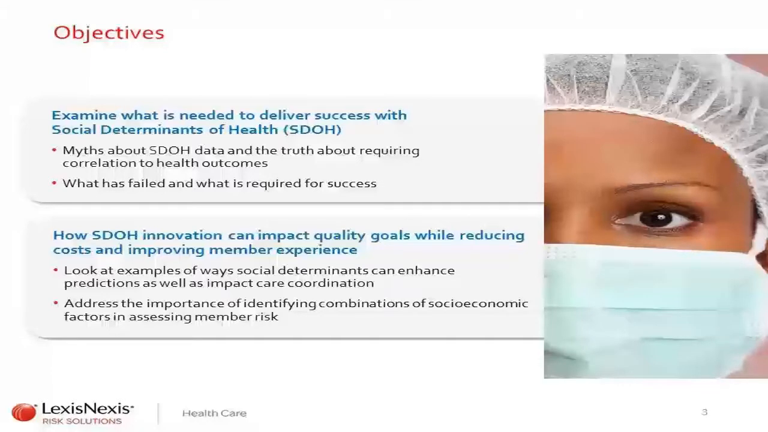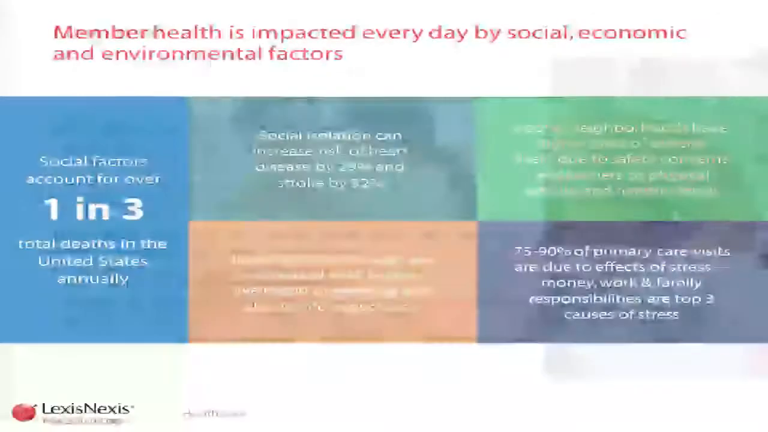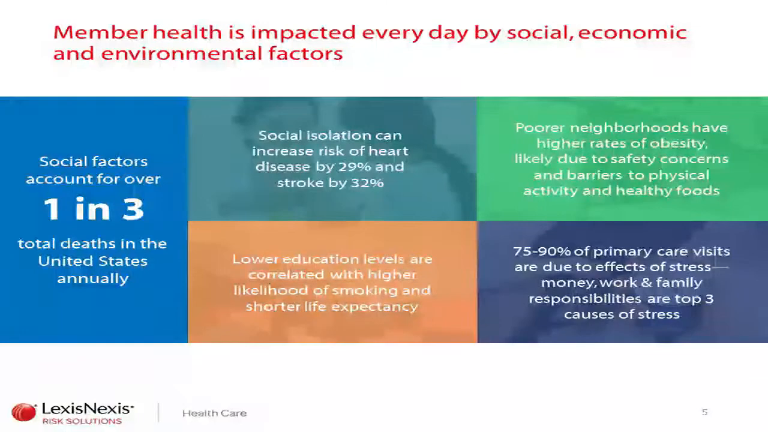Our second objective is we will discuss how social determinants of health innovation can impact quality goals while reducing costs and improving member experience. To do this, we'll look at examples of ways social determinants can enhance predictions as well as impact care coordination. We'll also address the importance of identifying combinations of socioeconomic factors in assessing member risk. A scenario will help bring the discussion to life so you can see how the socioeconomic data can enhance your workflows. So we'll look at 5 myths and truths about social determinants of health data now.